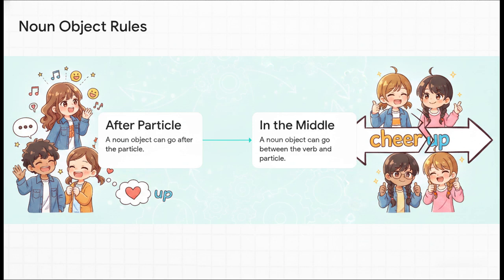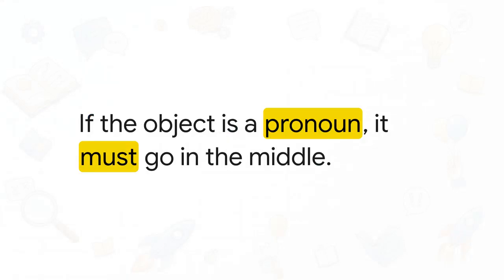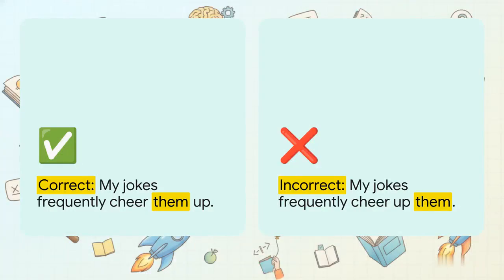Both are absolutely perfect. But here is exactly where exam writers will try to trick you. Listen, this is the golden rule. If your object is a pronoun, words like me, you, him, her, it, us, or them, it absolutely must go in the middle. This is strict, it's totally non-negotiable. If you place a pronoun at the end of a separable phrasal verb, it is going to cost you points every single time. Let's hear exactly what that sounds like in practice, just to really lock it in.